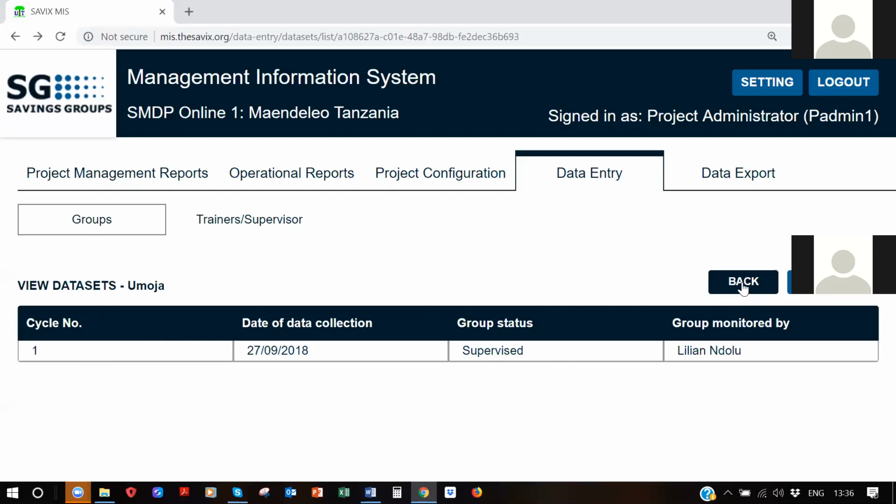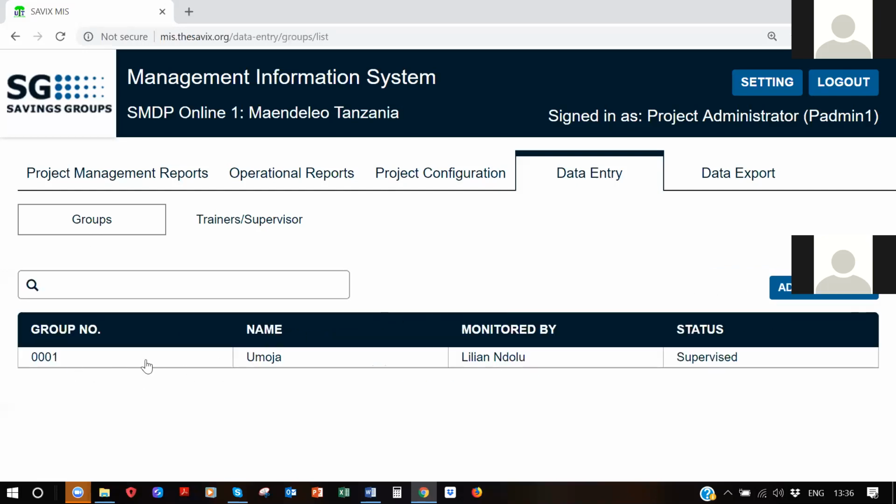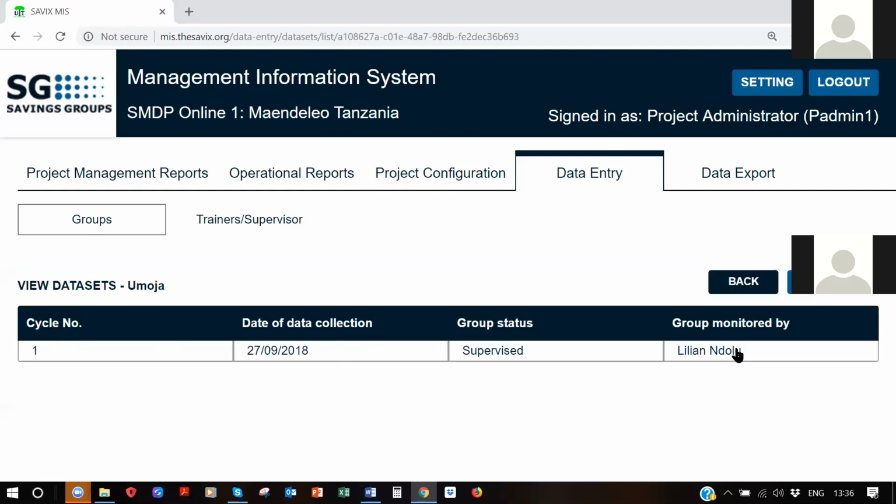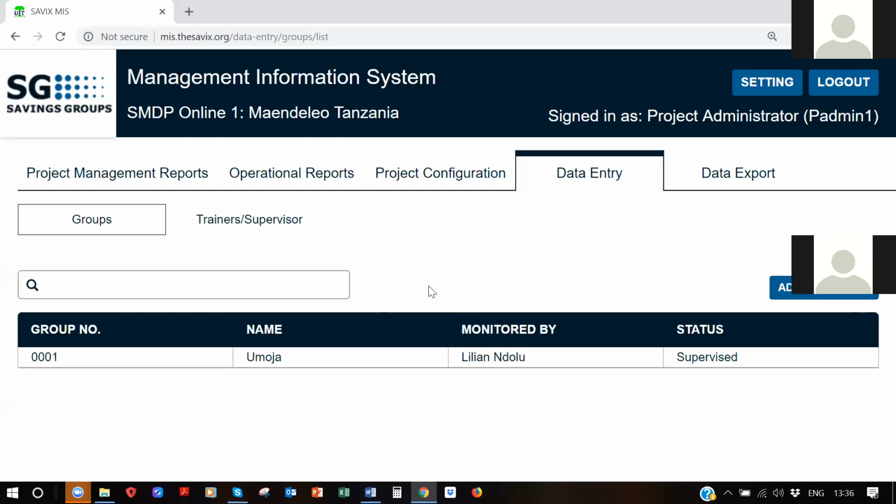Now, let me just point something out to you. I have this group here, and if I click on it, it says View Data Sets. I have a data set. If I add new data for this group, I get another data set. If I add another data set, I get a third data set. So it all stacks up, and you see for each group, you have many data sets. Right, so I've entered data on the first group. I'm going to go on and add data on the second group. But before I do that, I want to know if you have any questions.